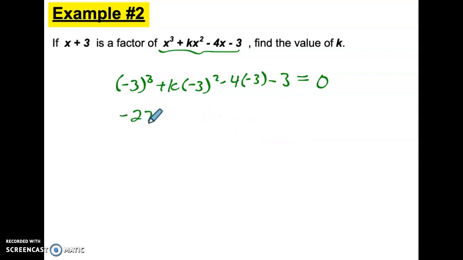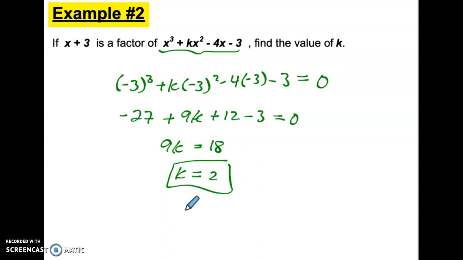Here we'd have negative 27 plus 9k plus 12 minus 3 equals 0. We would get 9k equals 18. k would equal 2. So if k was 2, then x plus 3 would be a factor. And if you want to check that out, you could plug a 2 in for k, and then you could actually do the division yourself, and you would see that it does divide in equally.